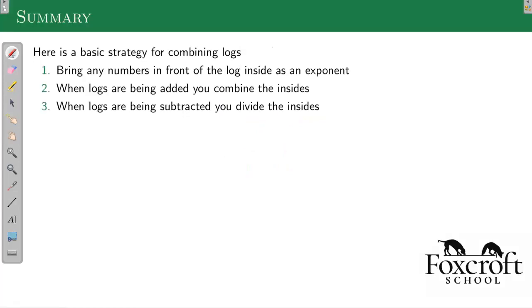So, a summary before we do some more examples. You can bring any numbers in front of the log inside as an exponent, so that's the first thing I would do. When logs are being added, you combine the insides and multiply. When logs are being subtracted, you divide the insides.